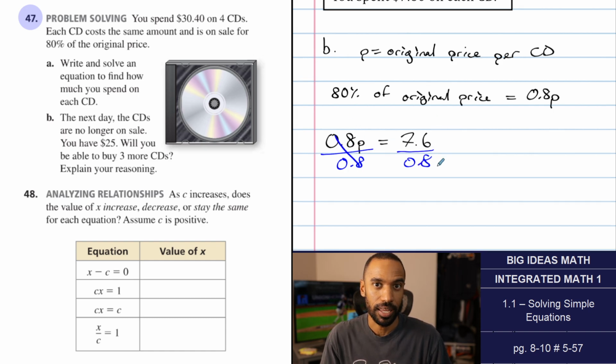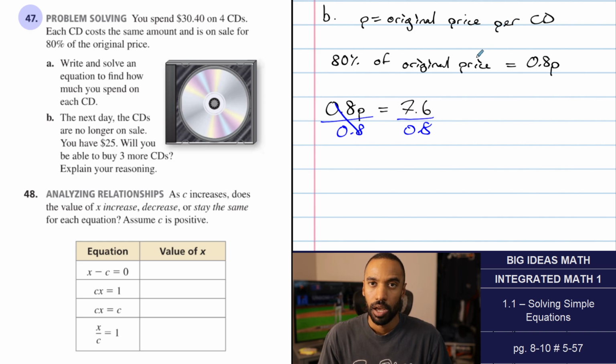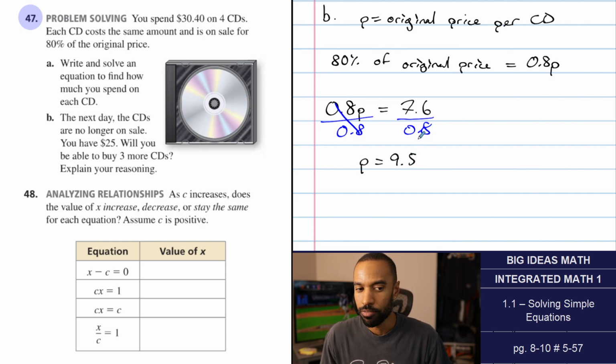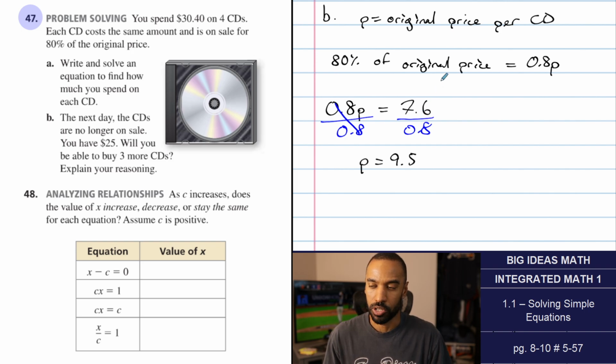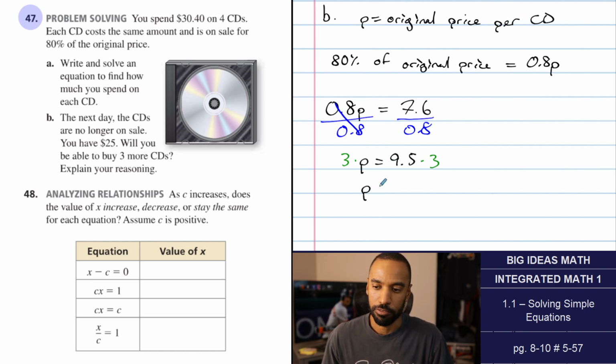7.6 divided by 0.8 is not a clean number. 72 divided by 8 is 9, so 76 divided by 8, I believe, is 9.5. So the original price per CD is 9.5. They asked, if you have $25, will you be able to buy 3 more CDs? Well, let's multiply this by 3. Let's buy 3 of them. And 9.5 times 3, I believe, is 28.5.